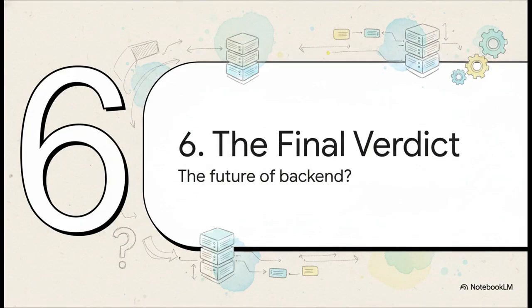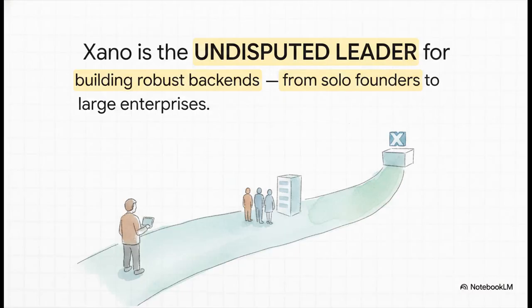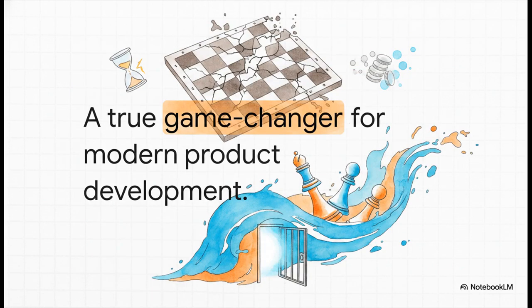Okay, so we've looked at the problem, the solution, the good, the bad. Where does that leave us? What's the final verdict on Xano? Is this really the future? Here it is, the bottom line. If you need to build a serious, scalable backend and you don't have or don't want a big traditional dev team, Xano is the clear leader. As of 2026, there's really no contest. It's not just a slightly better way of doing things, it's a true game changer.